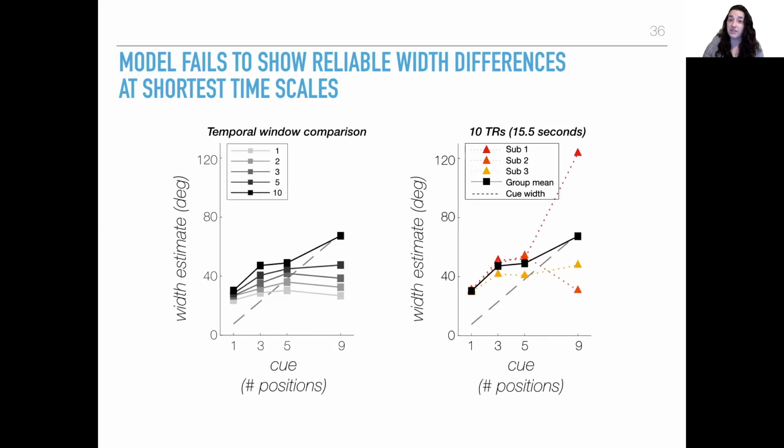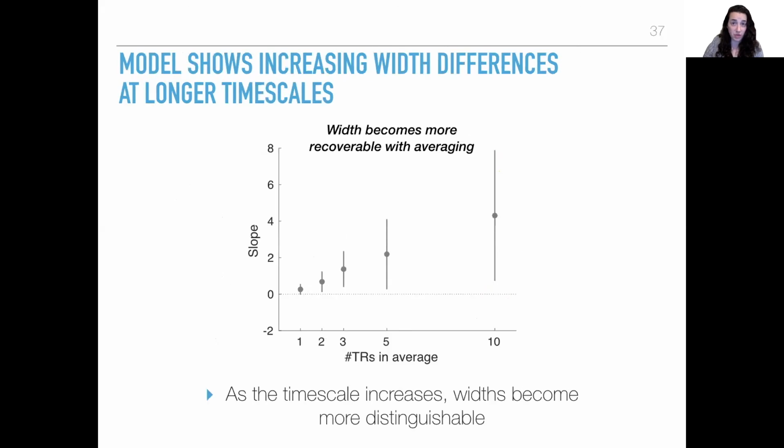And at a full block of 10 TRs, or 15.5 seconds, as shown before, we see the largest differences in the model-derived width estimates between the conditions. We also see the greatest variability between participants for the widest cue. So to quantify these differences another way, we fit a line to this data and plotted the slope as shown here. As the timescale increases and more TRs are included in the average, the slope of the fit line increases and width estimates become more distinguishable.